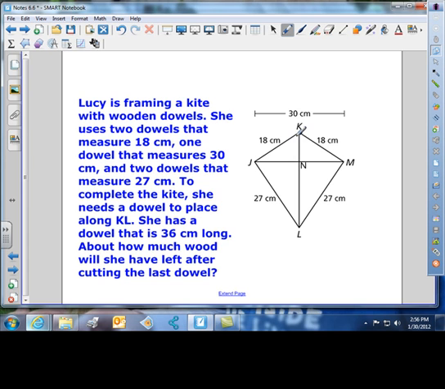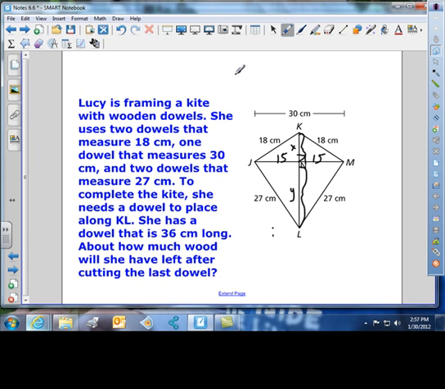So what we need to figure out is how far it is from K to L. Well, what we know based on these properties is that this angle is a right angle. Diagonals meet at right angles. What we also know is this dowel is 30, that means this side is 15 and this side is also 15. So I'm going to find the measure of KN, and then I'm going to find the measure of NL. And if you notice, we have right triangles. So I'm going to use the Pythagorean theorem. I'll label this as X and this is Y.